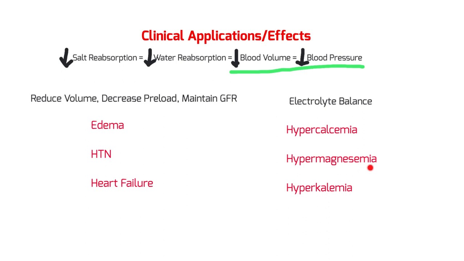So if we have a higher amount of calcium and magnesium being excreted in the urine, that can treat a condition where there's too much of them in the blood. We can treat hyperkalemia because there's no longer going to be activity of the sodium-potassium chloride cotransporter, which includes the reabsorption of potassium.